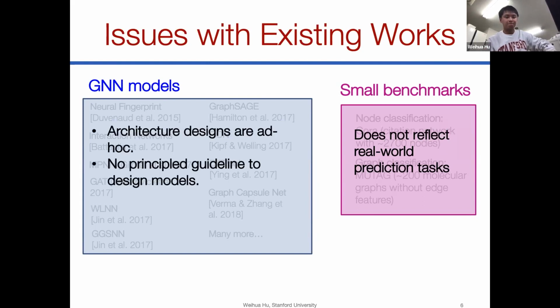Moreover, we've seen a lot of GNN models, but these architecture designs have been really ad hoc, and there hasn't been principled guidelines to design different GNN models.